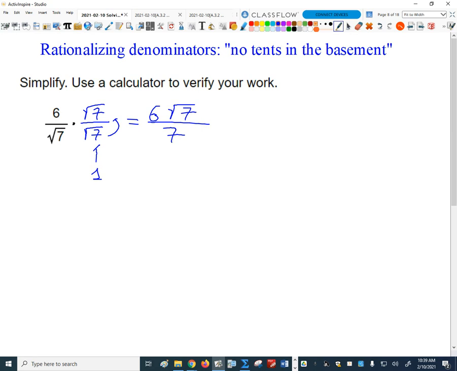And there's nothing I can do to simplify that any further, right? 6 over 7 does not reduce, and 7 is prime. So that's my answer. Okay, is that ringing a bell? Remember doing this stuff? Okay, a little bit?